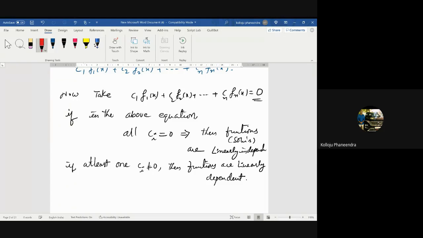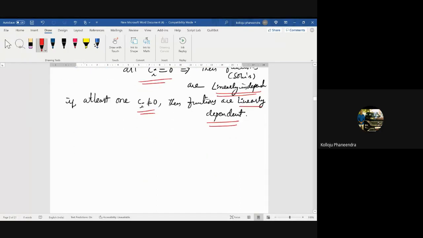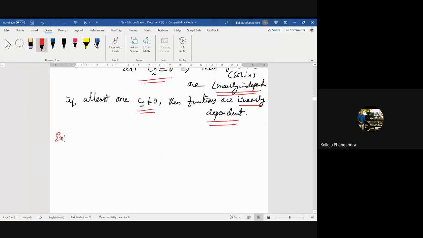This is the original definition. All Ci equal to 0, linearly independent. At least one Ci not equal to 0, linearly dependent. Then how to find? For example, I will give one example. Check whether the functions are linearly independent; you take this example.